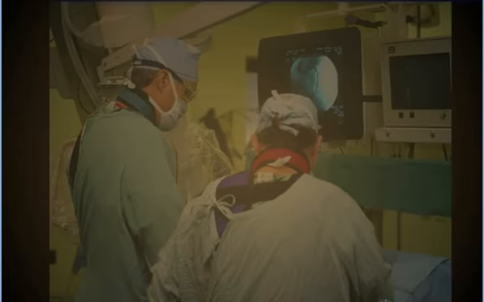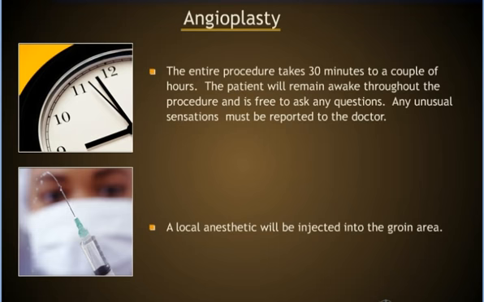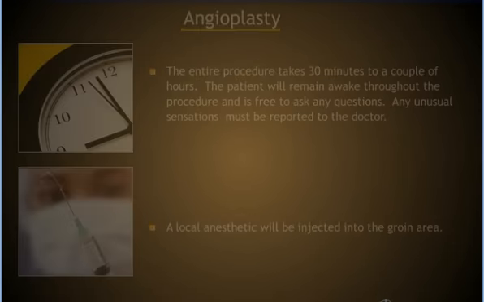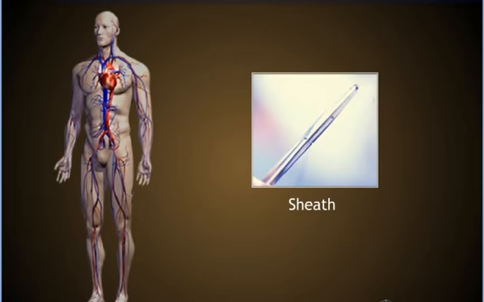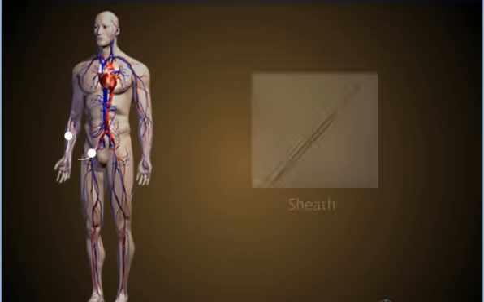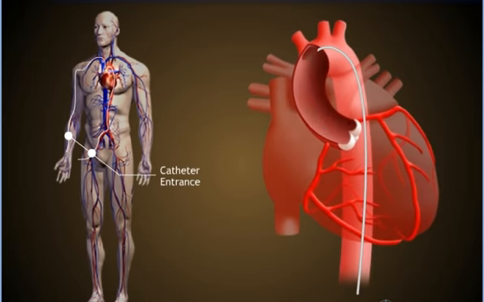How is angioplasty performed? The entire procedure takes 30 minutes to a couple of hours. The patient will remain awake throughout the procedure and is free to ask any questions. Any unusual sensations must be reported to the doctor. A local anesthetic will be injected into the groin area. A small incision is made and a small tube called a sheath will be inserted into the femoral or radial artery. A guide wire is then inserted into the sheath.